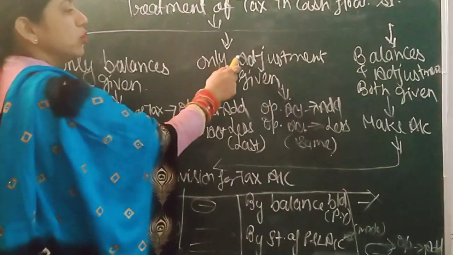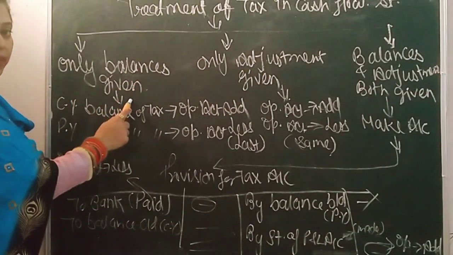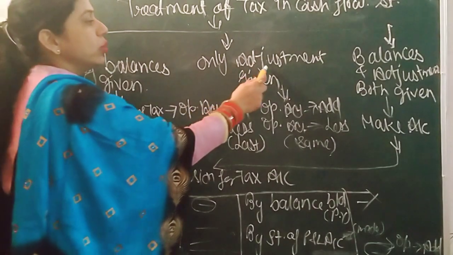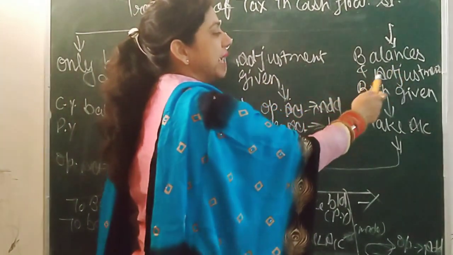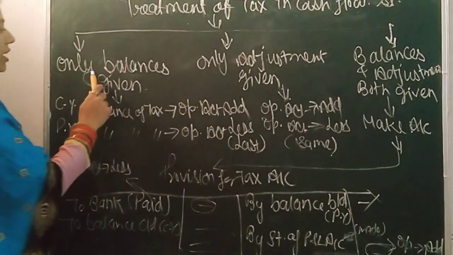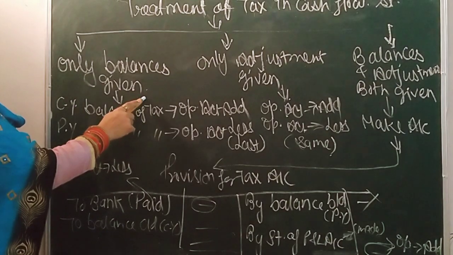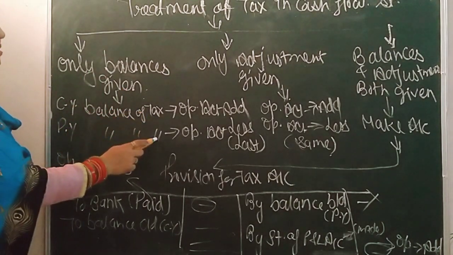Tax can be given in a question in three types. First, when only balances are given. Second, when only adjustment is given. And third, when balances and adjustment both are given. So keep it in mind when only balances of tax are given, balances mean current year tax and previous year tax are given.